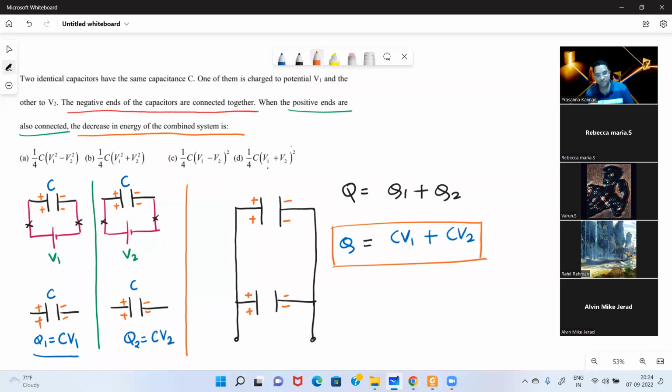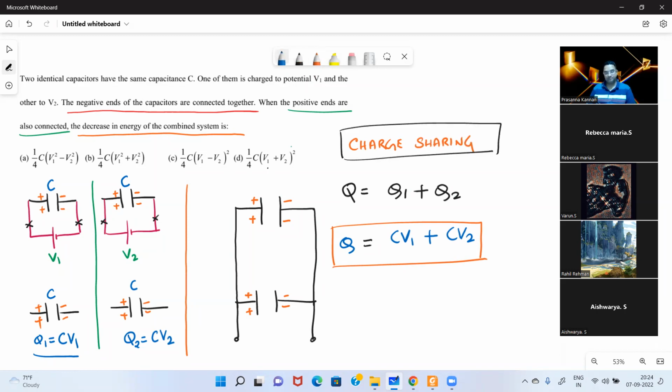Now both of them would have reached a common potential, correct? Once this type of connection is happening, there will be charge sharing between the capacitors. Because of that, they both will reach a common potential. And both these capacitors have capacitances C and C, right? So what will be the effective capacitance?